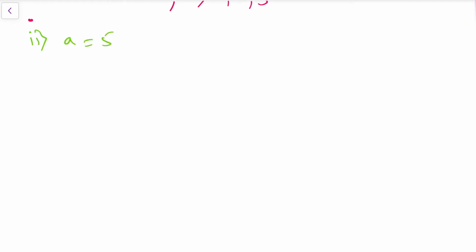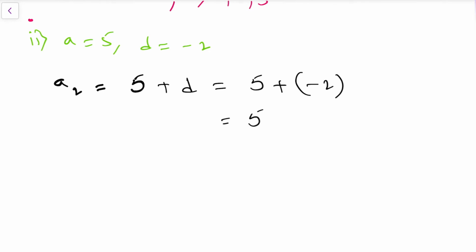A equals 5, D equals minus 2. So we now want A2, that is the second term. So first term plus common difference. 5 plus common difference, which is given as minus 2. So 5 plus into minus 2, 5 minus 2, 3. This will become A2.